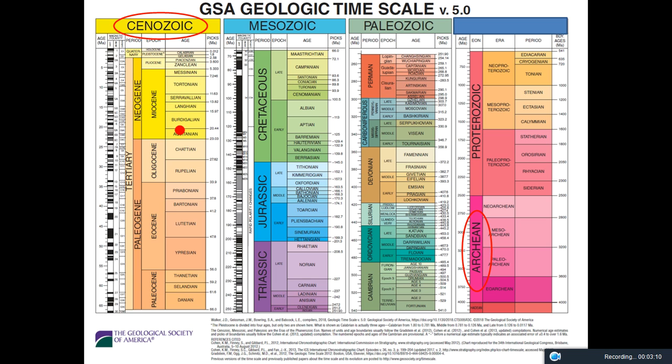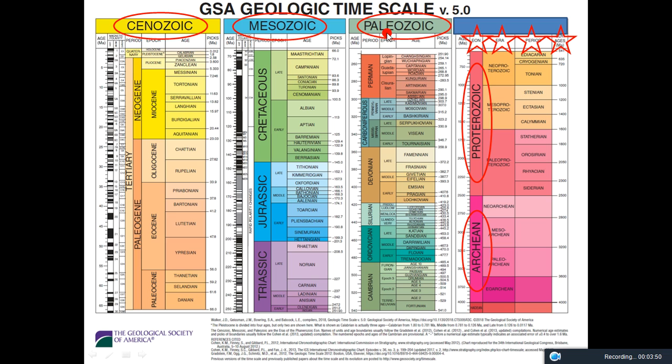So here you see the recent geological time scale. It is divided into eon, era, period and ages. There are 3 major eons only: Archean, Proterozoic and Phanerozoic. Phanerozoic has Paleozoic, Mesozoic and Cenozoic in it. Before this is Proterozoic and before that is Archean. So Hadean, Archean, Proterozoic and Phanerozoic.